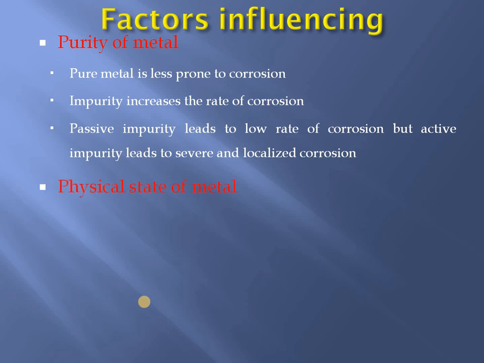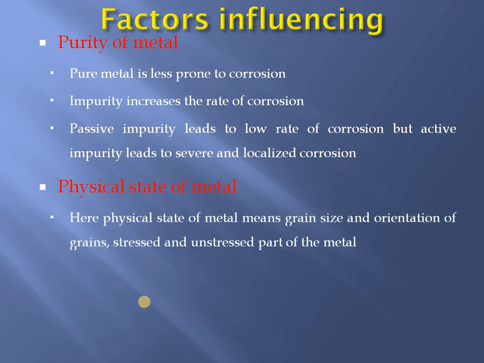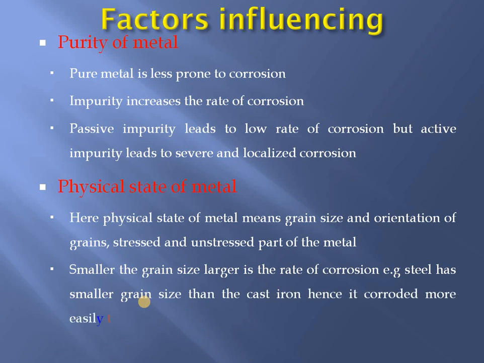The next factor is the physical state of metal. Here physical state of metal means the grain size of the metal, the orientation of the grains, and stressed and unstressed parts present on the metal surface. It has been observed that the smaller the grain size, the larger will be the rate of corrosion. For example, steel has smaller grain size than cast iron, hence it corrodes more easily than cast iron.